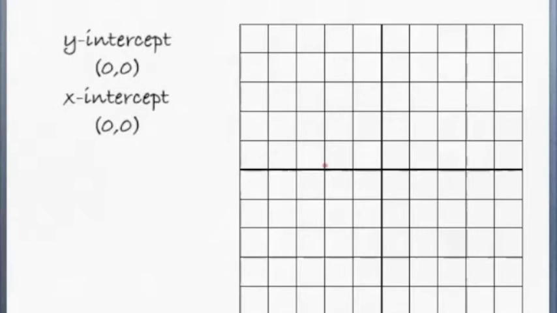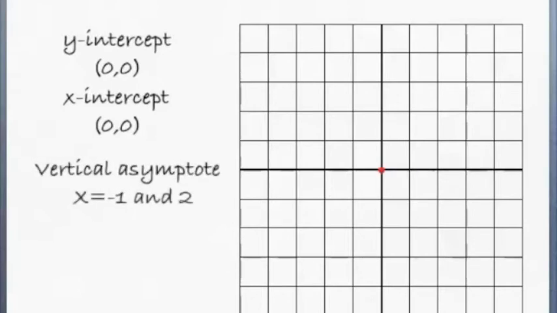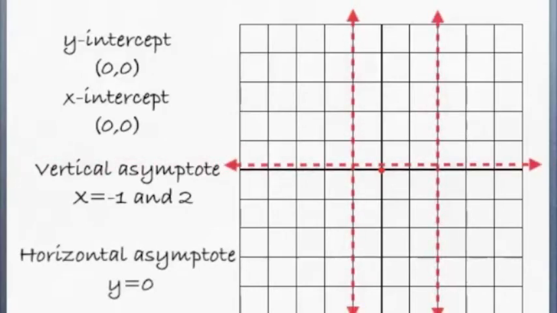Now, you graph your equation. You have your y-intercepts and your x-intercepts. Then you graph your vertical asymptotes, which are x equals negative 1 and 2, and your horizontal asymptote, which is y equals 0. Then you plug in your numbers from the previous table. There you have it.